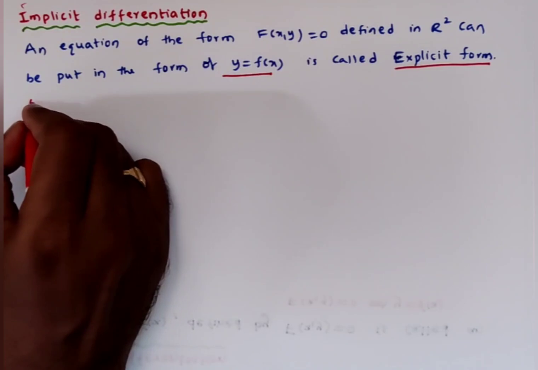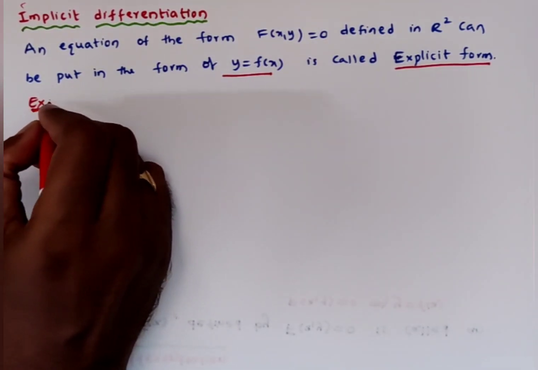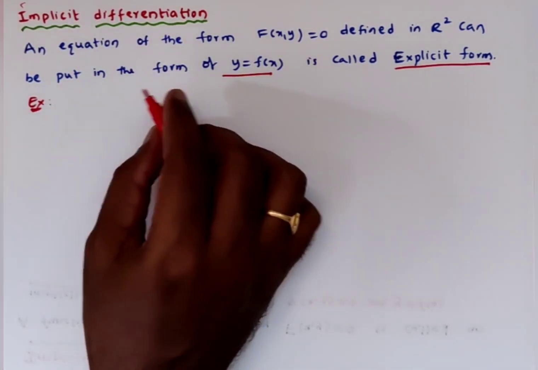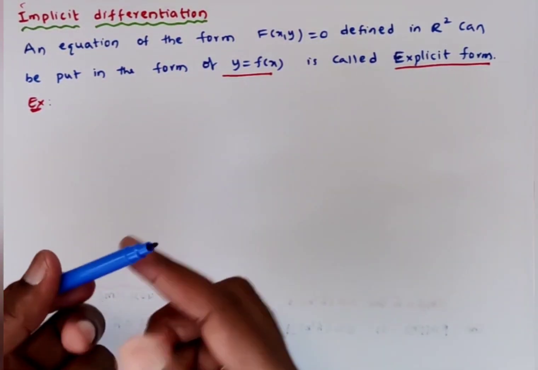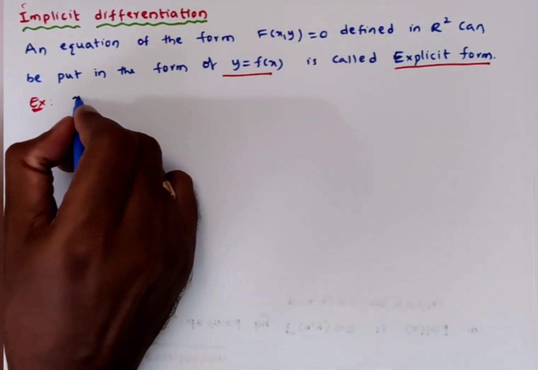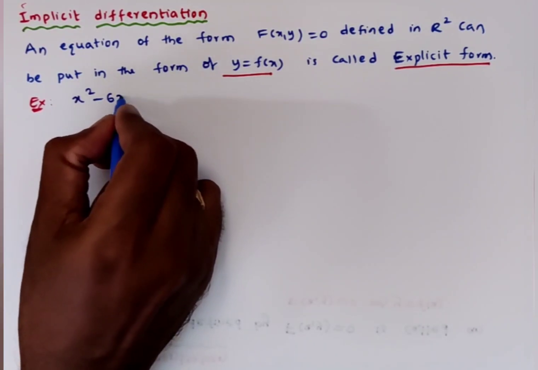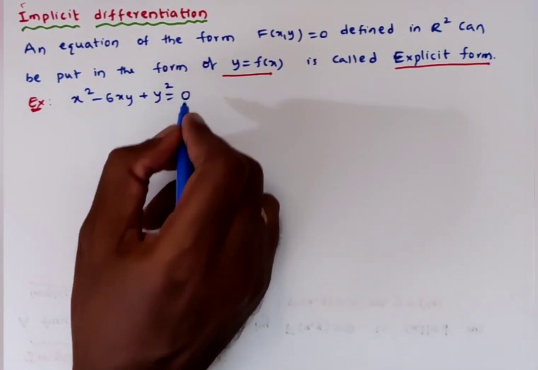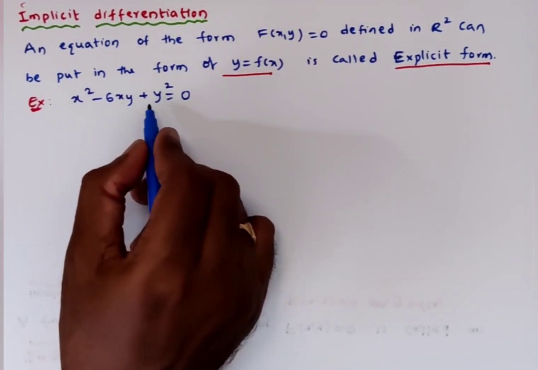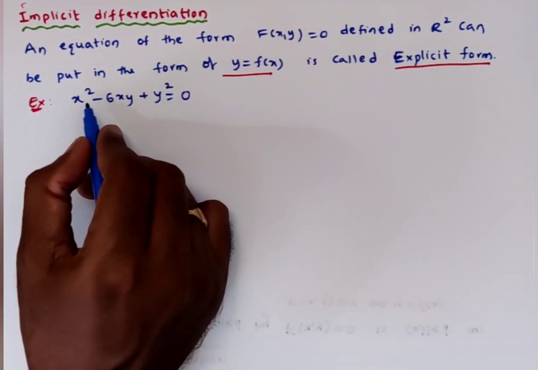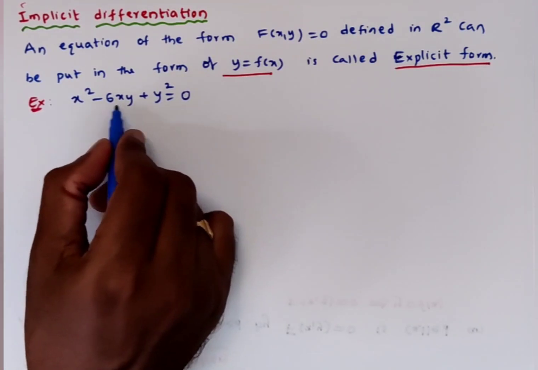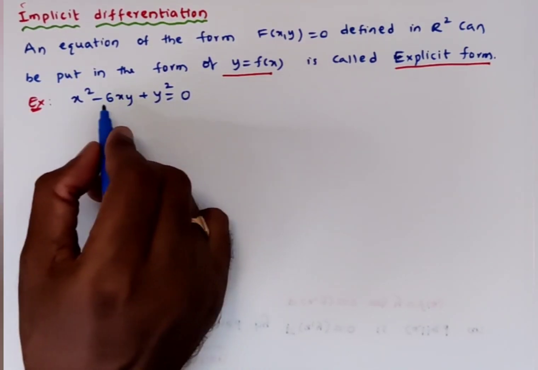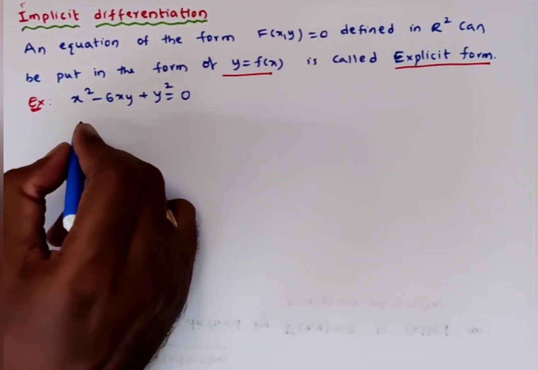So for example, here x square minus 6xy plus y square is equal to 0. See, here we cannot separate y in terms of x. Since 6xy plus y square is there, this is known as implicit form.